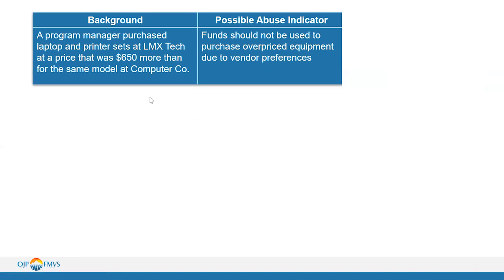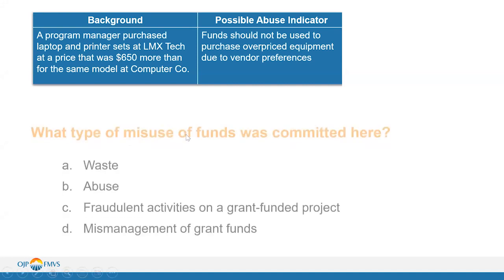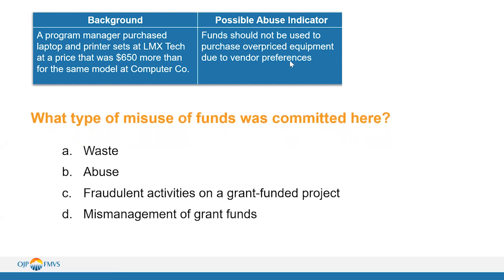Okay, the background. A program manager purchased laptop and printer sets at LMX Tech at a price that was $650 more than for the same model at Computer Company. Possible abuse indicator: funds should not be used to purchase overpriced equipment due to vendor preferences. So what type of misuse of funds was committed here?